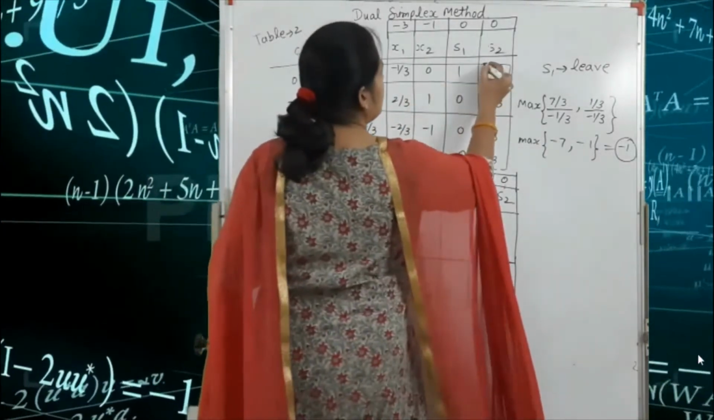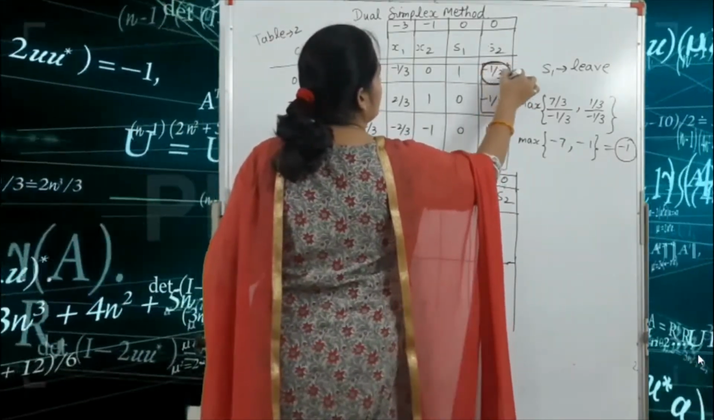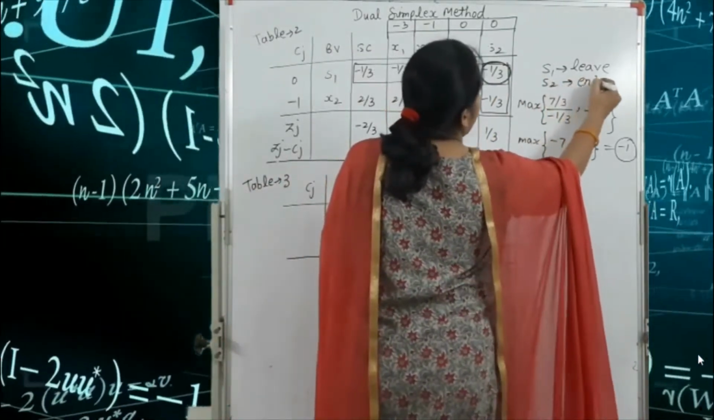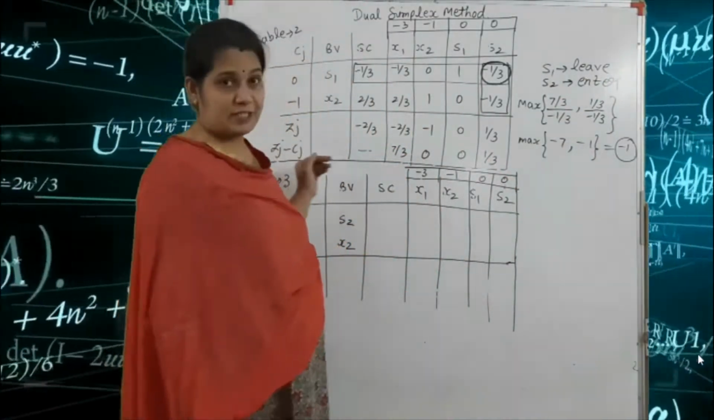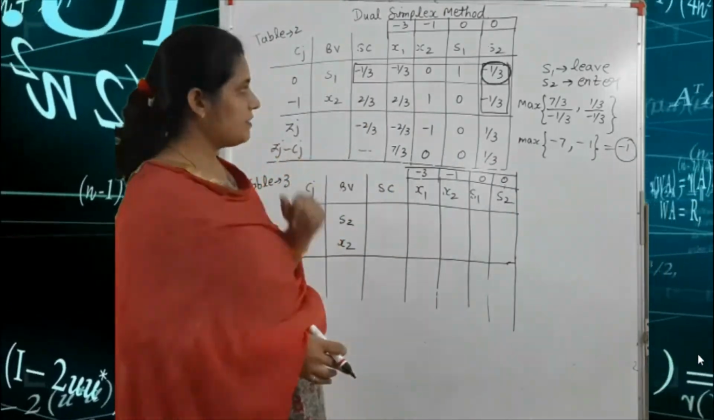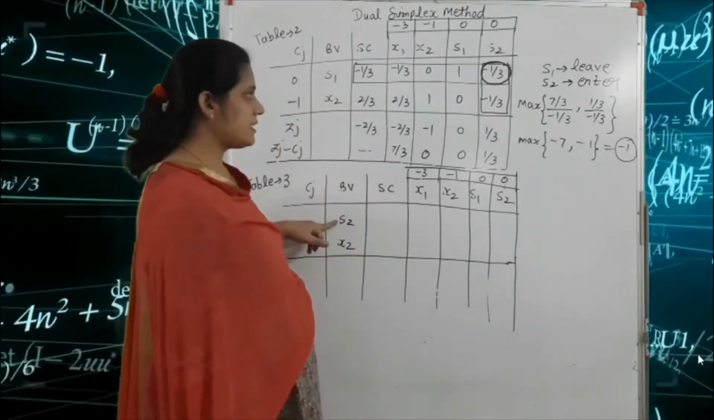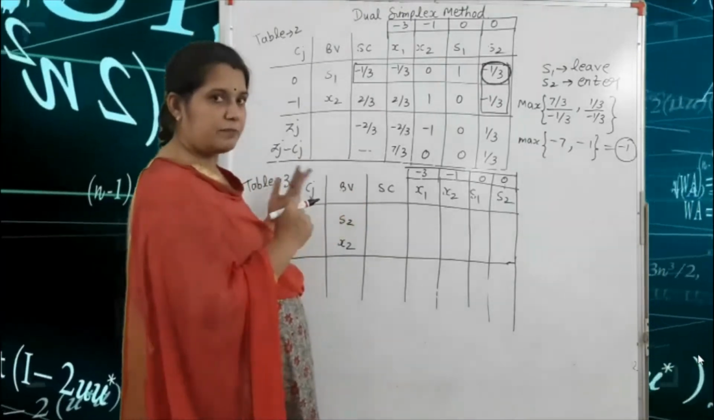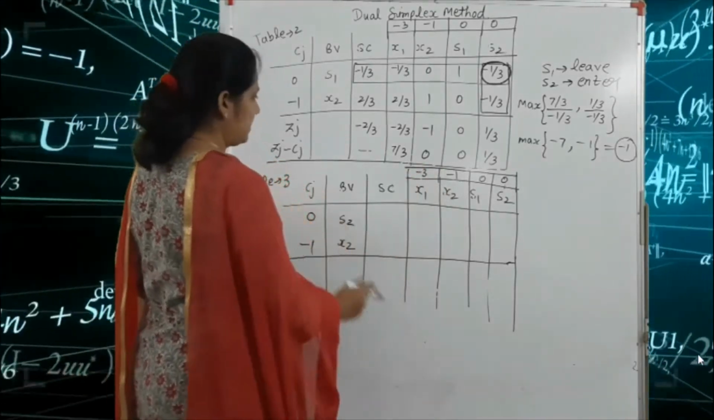So this is your key column. Okay, and this is your key number. Got it? That means the S2 variable is enter. Got it? In the previous table we left the S2 variable, okay, but in the second table again the S2 variable is enter and S1 variable is leave. So with the help of this we write here S1 leave, and with the help of S2 enter, we write here the S2 in the place of S1. So the S2 coefficient is 0 and X2 coefficient is minus 1.